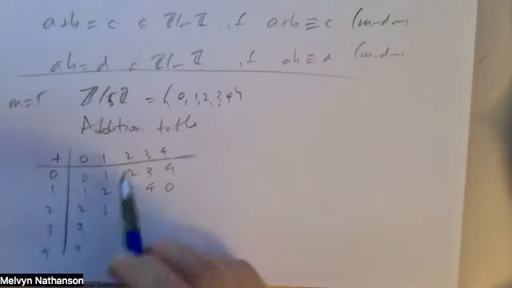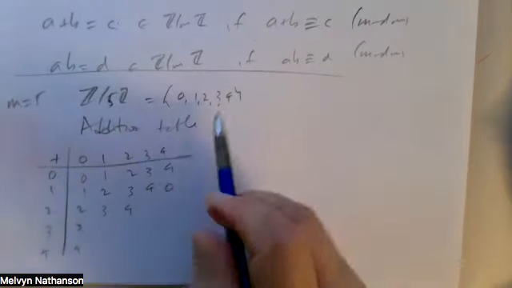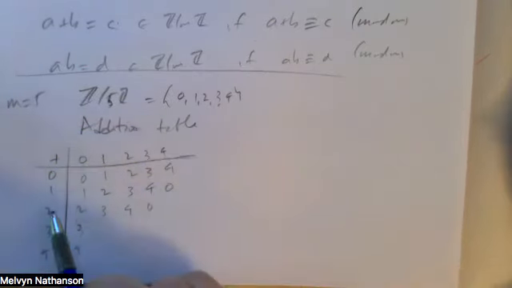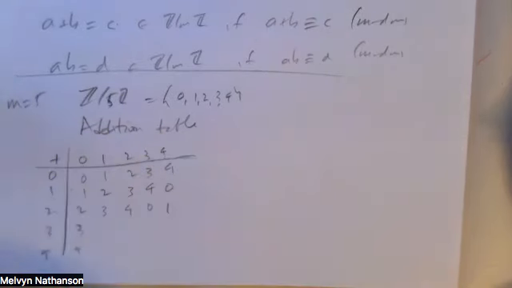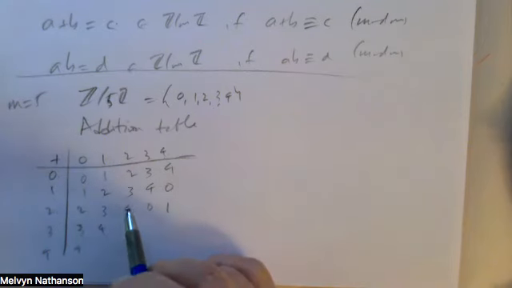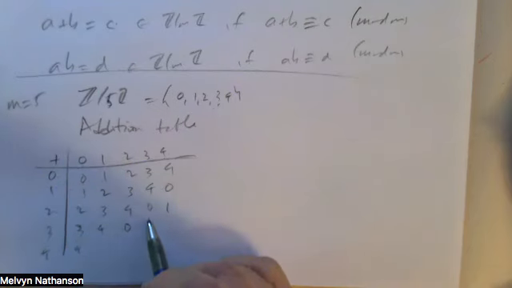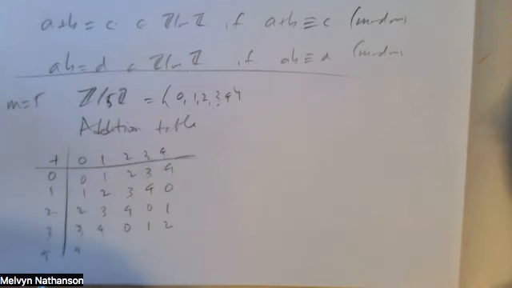2 plus 1 is 3. 2 plus 2 is 4. 2 plus 3 is 5, which is congruent to 0 mod 5. 2 plus 4 is 6, which is congruent to 1 mod 5. 3 plus 0, 3 plus 1. 3 plus 2 is 5, congruent to 0. 3 plus 3 is 6, congruent to 1. 3 plus 4 is 7, congruent to 2.